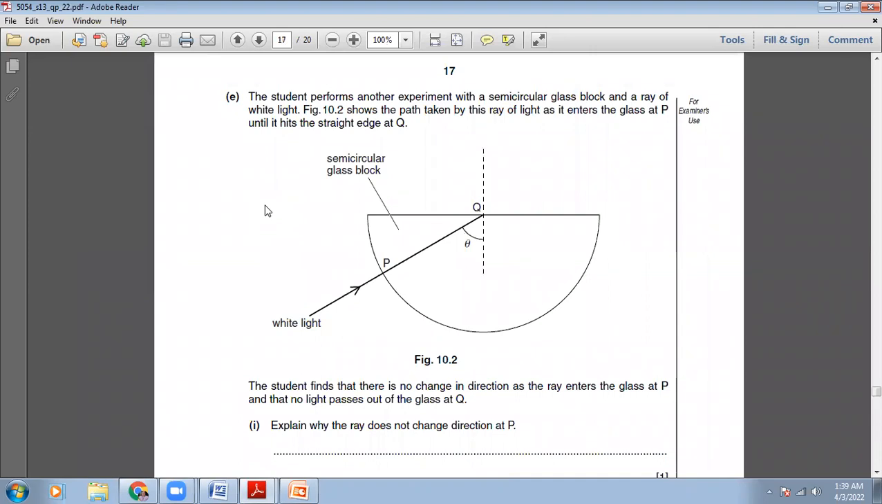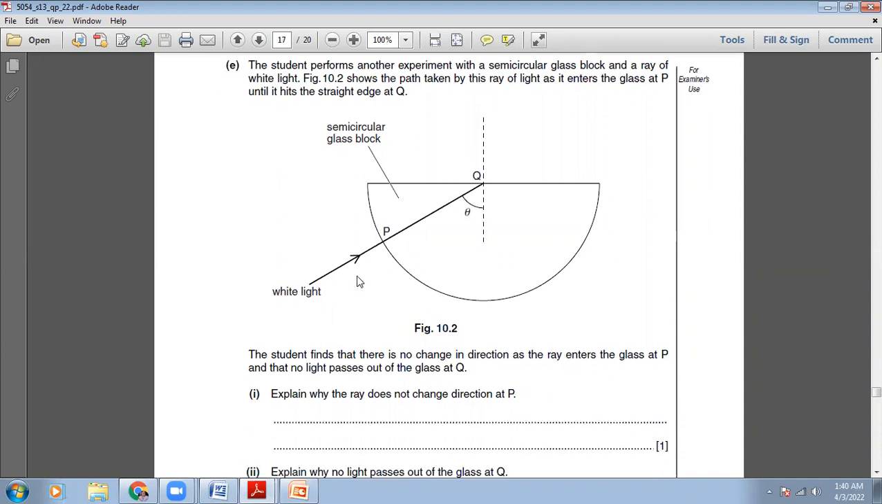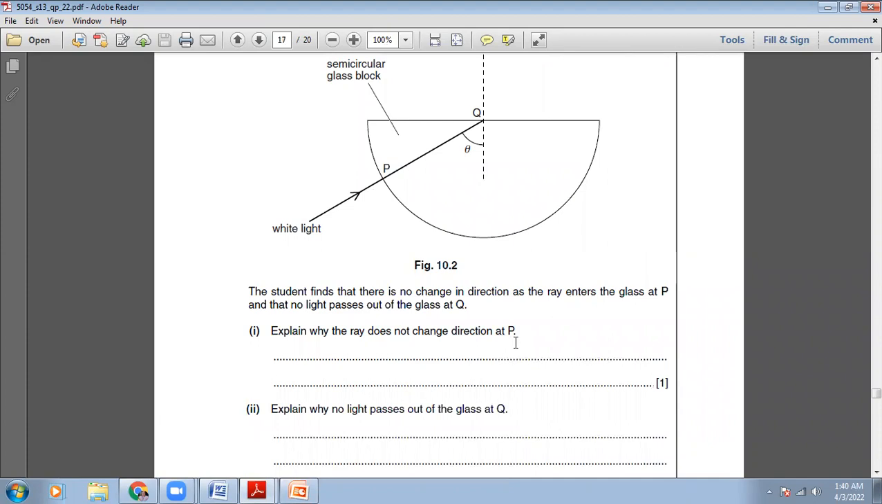The student performs another experiment with the semicircular glass block and a ray of white light. Figure 10.1 shows the path taken by this ray of light as it enters the glass at P until it hits the straight edge at Q. The student finds that there is no change in direction as the ray enters the glass at the point P, and that no light passes out of the glass at Q. Explain why the ray does not change direction at the P.